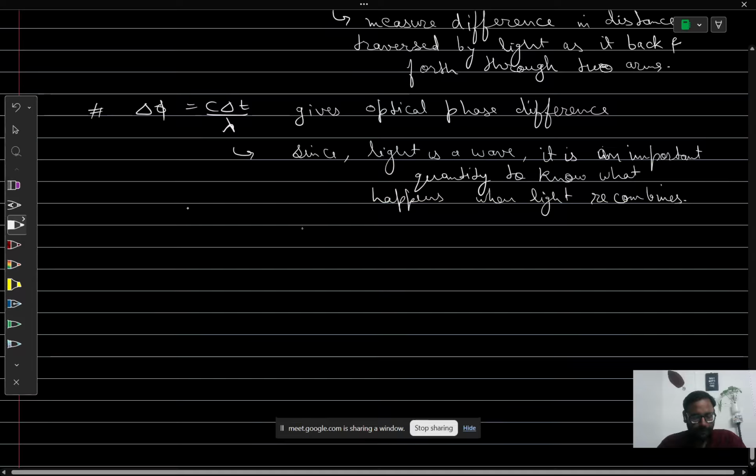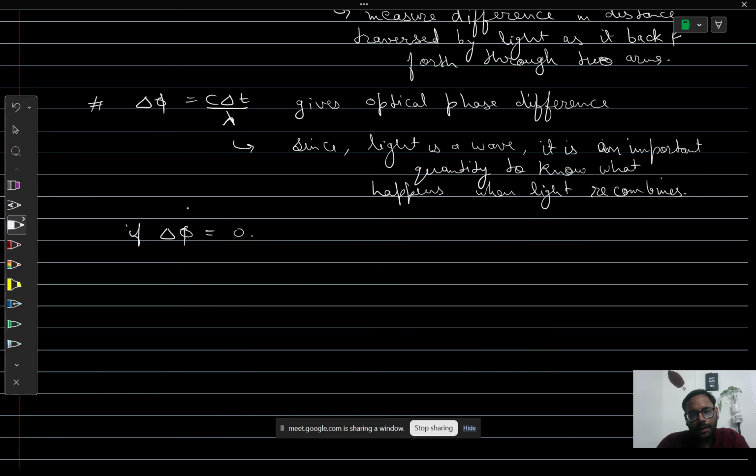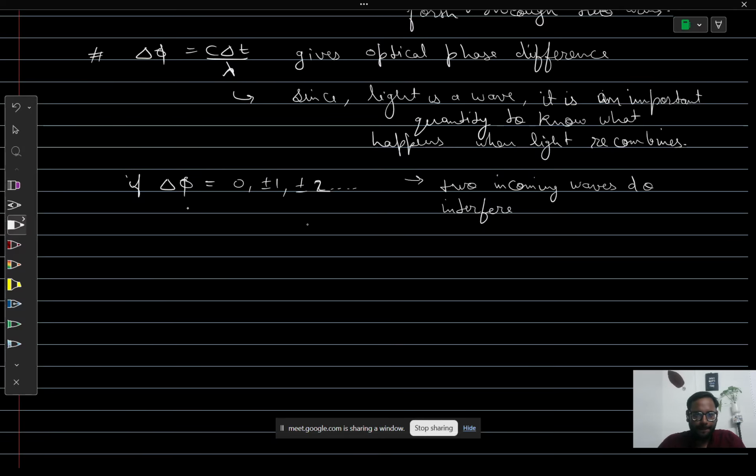Okay, fine. So suppose this phase is in integer form. This means the two incoming waves do interfere. How do they interfere in this form? Tell me, you have studied in your previous classes, constructively or destructively?